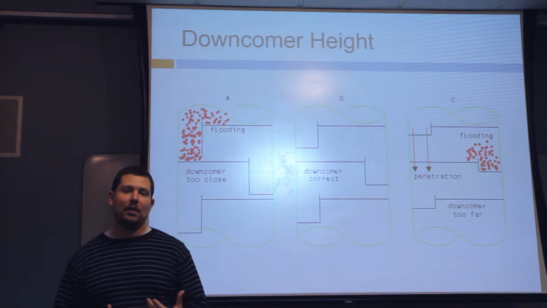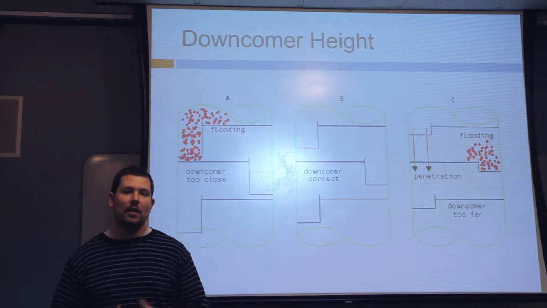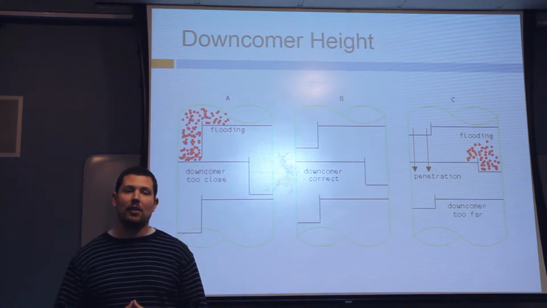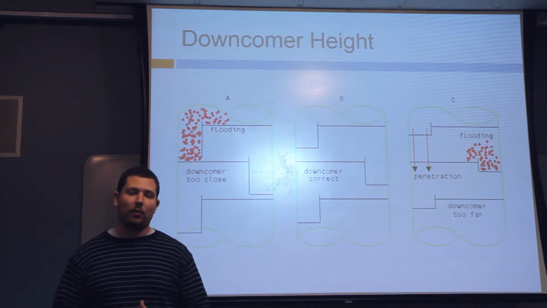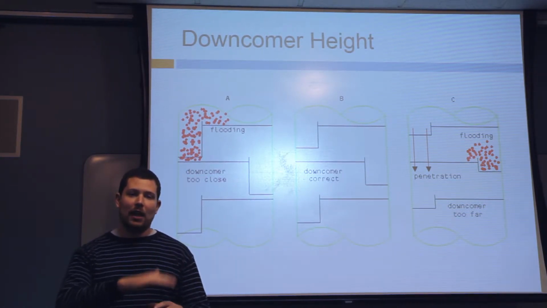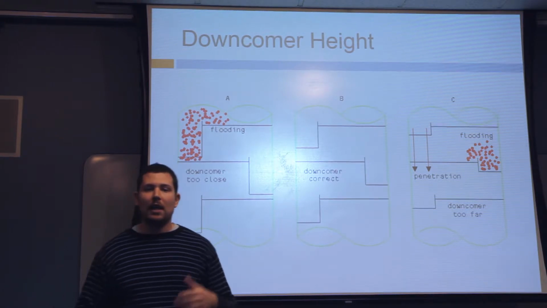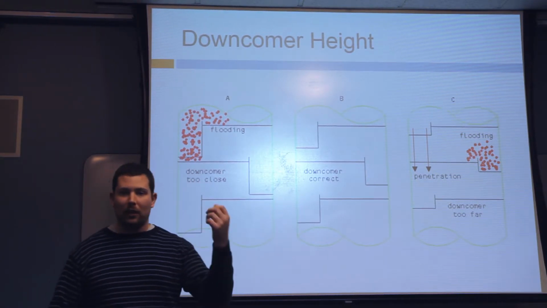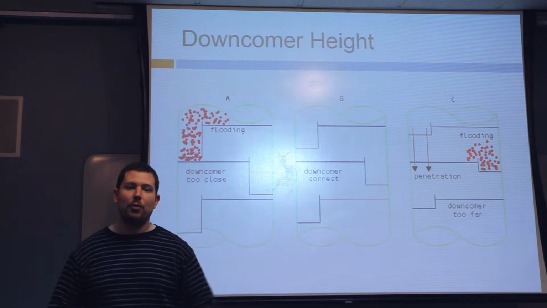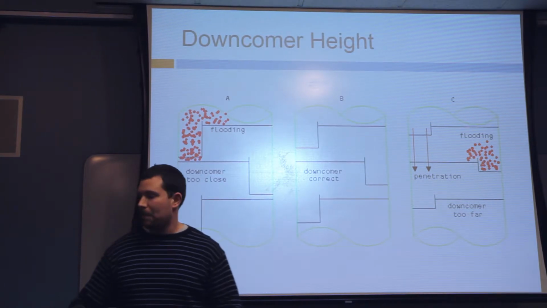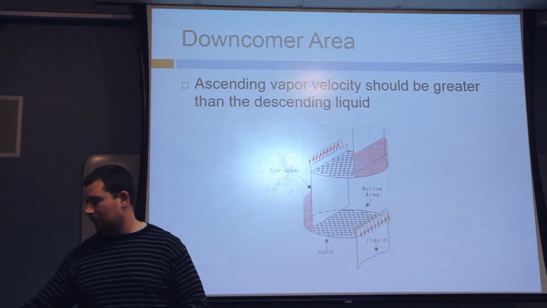Another area that you will need to size is your actual downcomer height. A downcomer height that is too great will cause flooding as the liquid cannot escape into the main tray. A downcomer height that is too short will allow liquid to fall through, and it'll penetrate through the tray below, causing poor mass transfer.